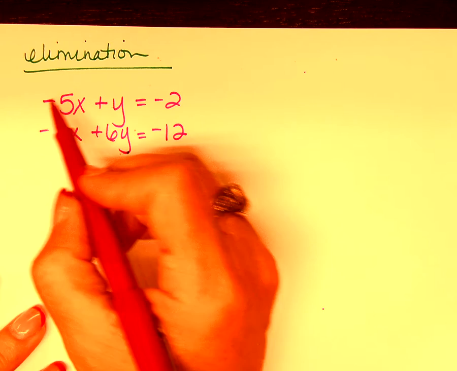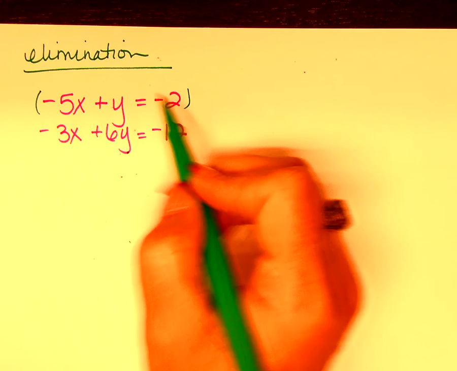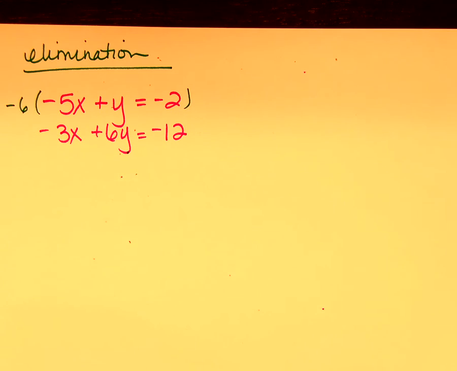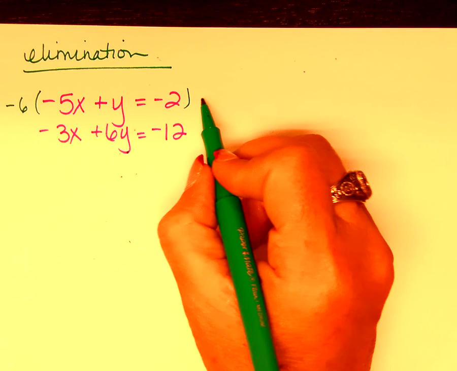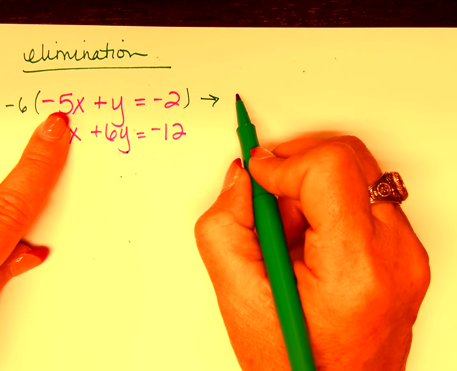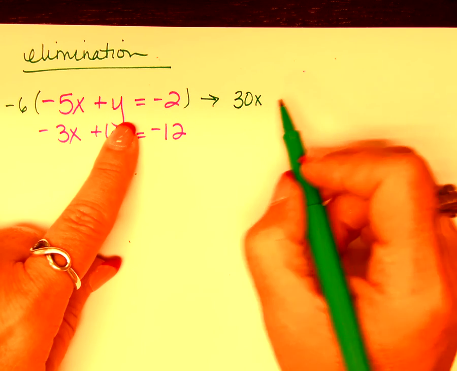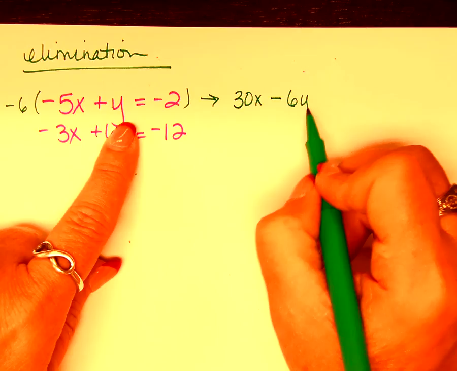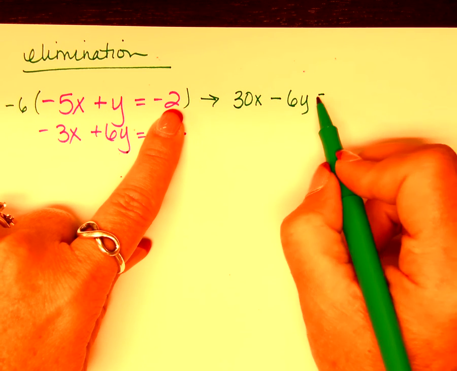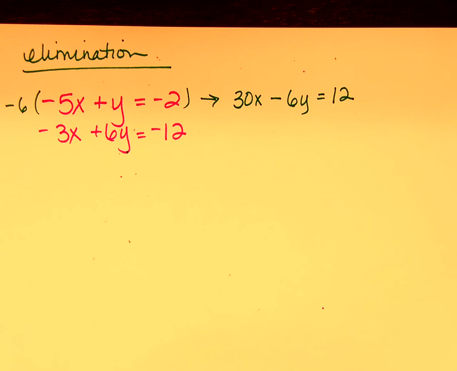Okay? So let's multiply this top equation. What did we decide by? -6. So if I multiply the top equation by -6, what does it become? -6 times -5? 30x. -6 times y? -6y. And then -6 times -2. Everybody understand? You good or no? Okay.